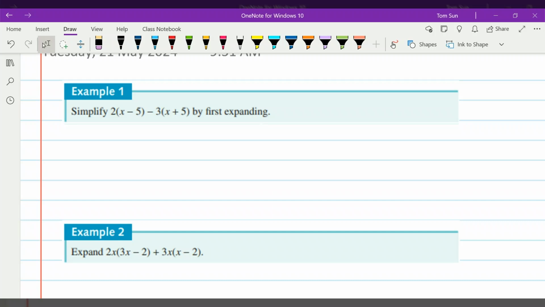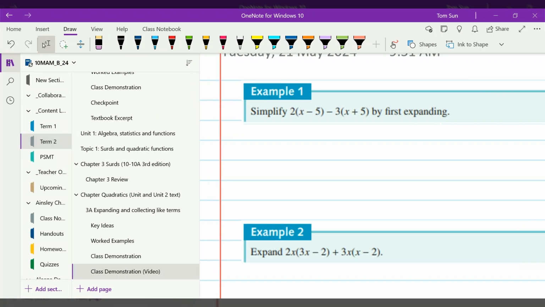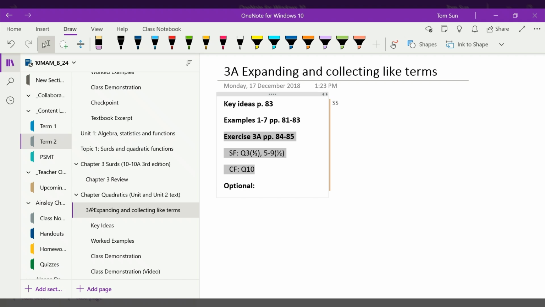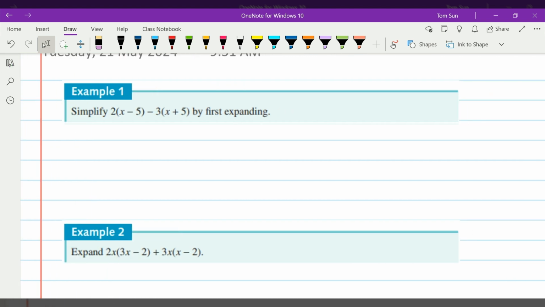Hello, this is the video for our lesson on 3A, expanding and collecting like terms. So we'll get straight into it. Once again, it's a little bit like revision, but these are fundamental algebraic skills that we need to make sure that we get really good at. There's quite a lot of examples, so we're going to get started straight away.